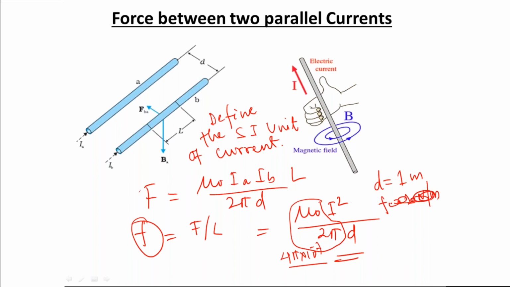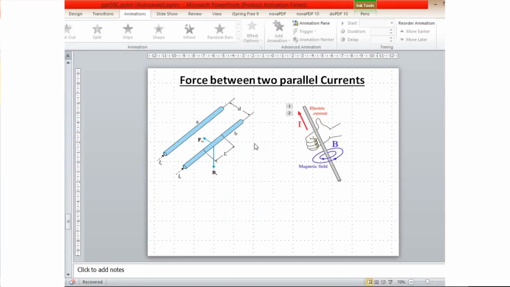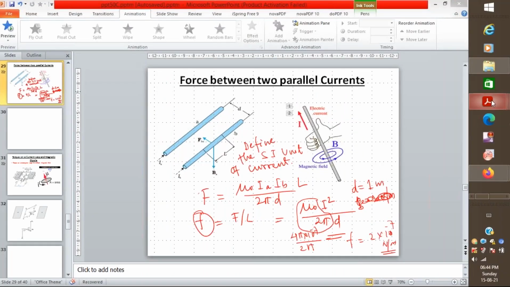So I just have to find out that force. If they are kept 1 meter away from each other, the amount of current that flows through both the wires produces a force of 2 into 10 to the power minus 7 newton per meter, per meter of length of the wire. Then that amount of current will be called one ampere. I will show you from your book. You have to remember that.